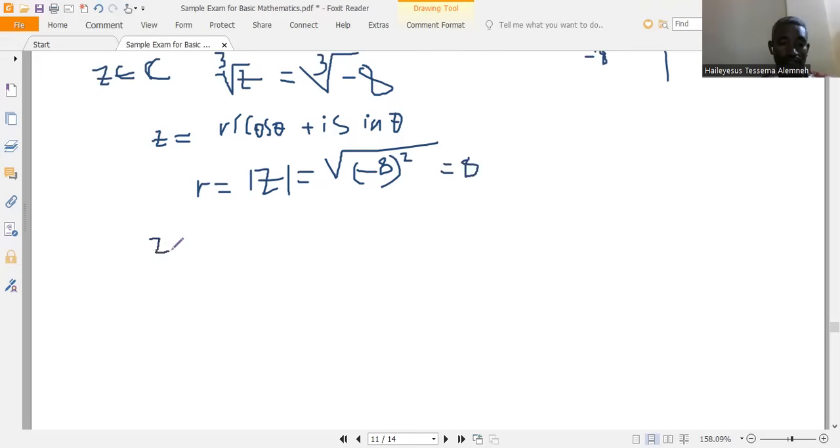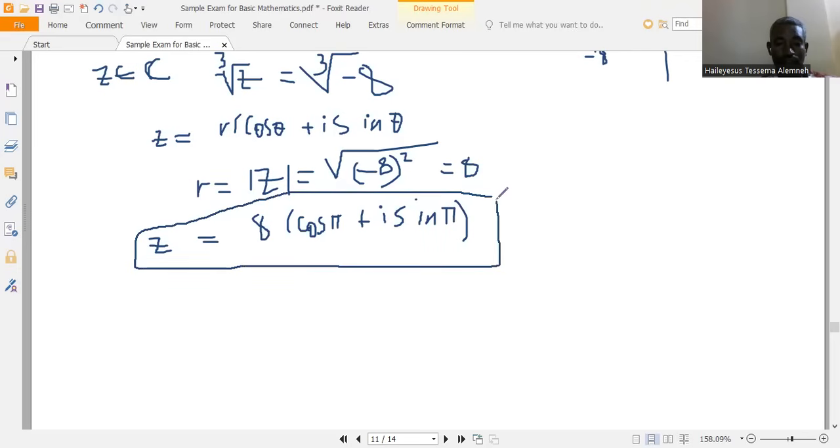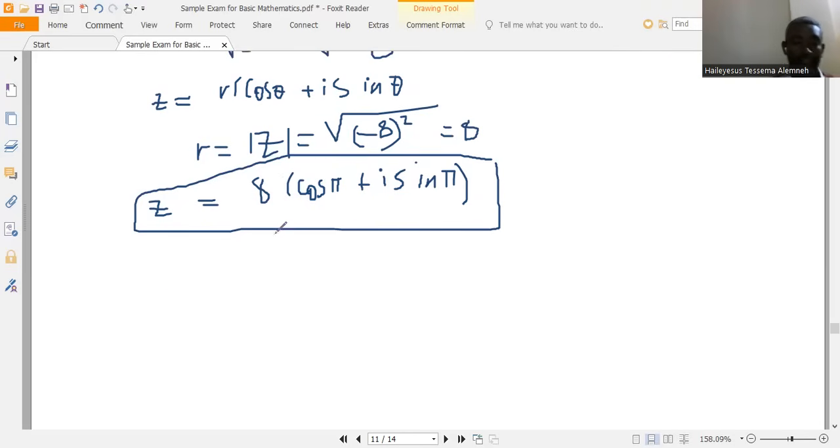So how can we write z? z can be written as 8 times cos pi plus i times sin pi. This is z. Now, how do we find the cubic root of z?